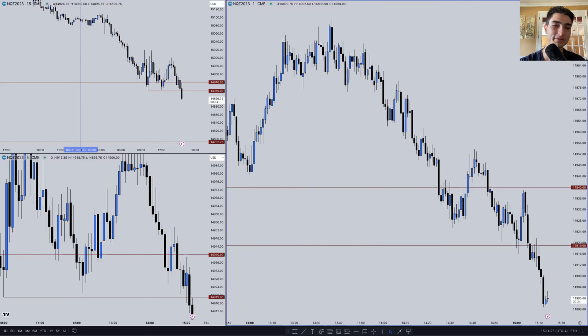Is TGIF a monthly setup? No, it's a weekly setup. It's a setup that forms on Friday in one-sided weeks.